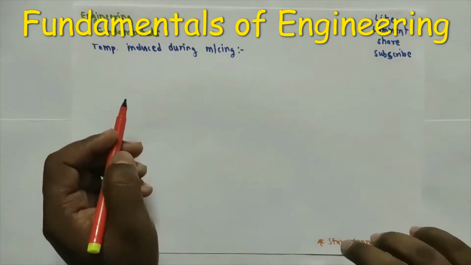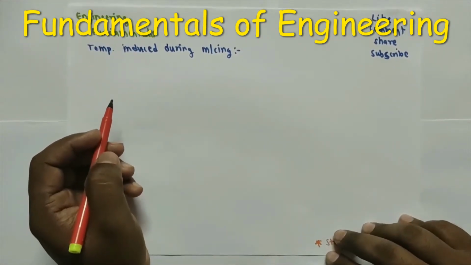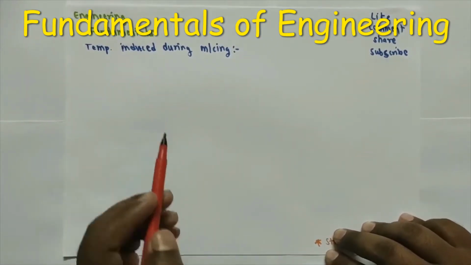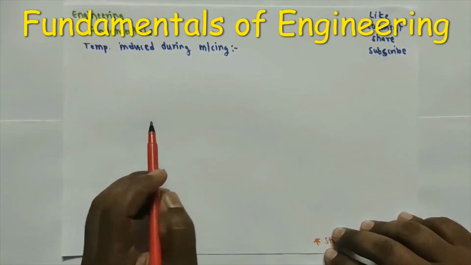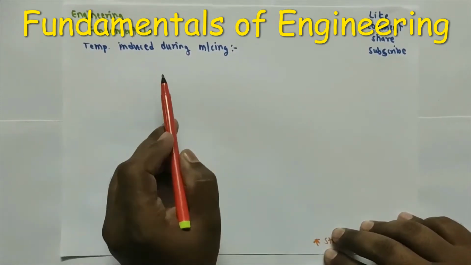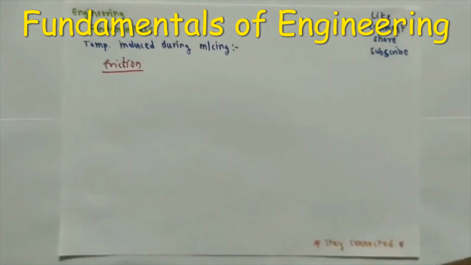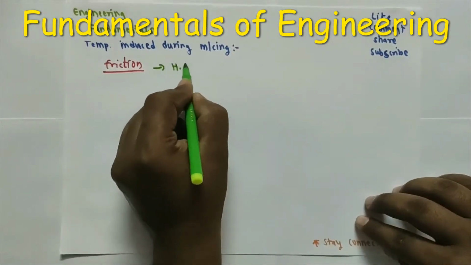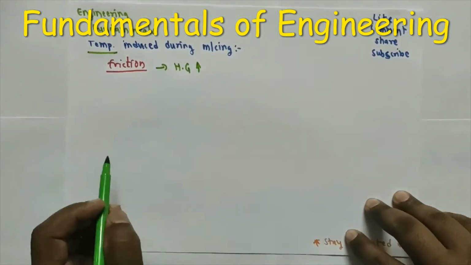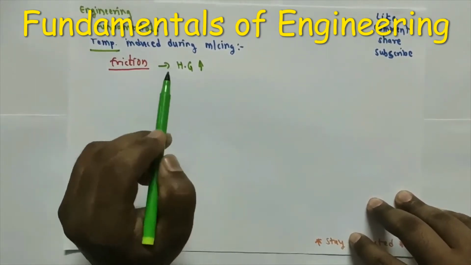Then, temperature induced during machining. Whenever we are doing the machining operation, we are removing the material in the form of chips. At the time of removing the material, we get friction at the tool and workpiece interface. Because of this friction, there is a possibility that heat will be generated. That heat is nothing but temperature. So why do we have to analyze the temperature induced during machining?